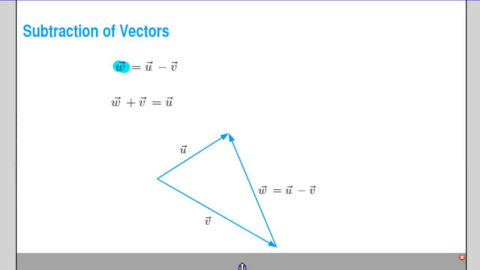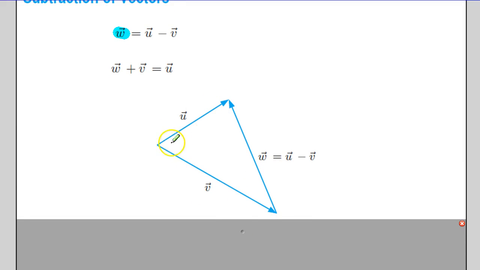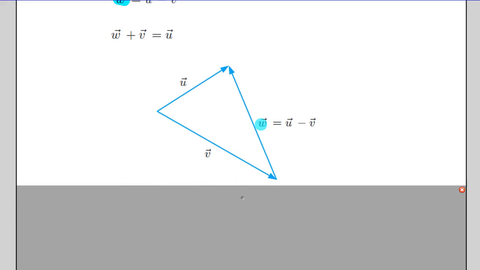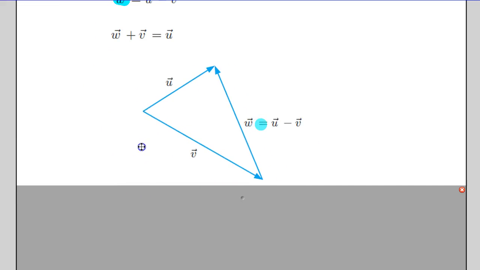Okay, so here we have U and we have V, and the question is, what vector do I add to V to be able to get U? Okay, and this is the vector that I add to V. Remember, head to tail, and this is the vector, and that's what W represents.